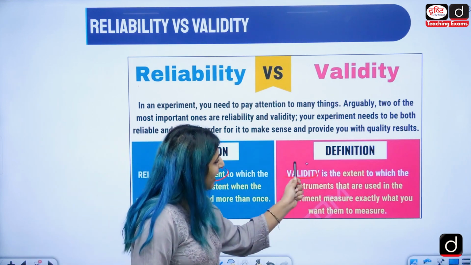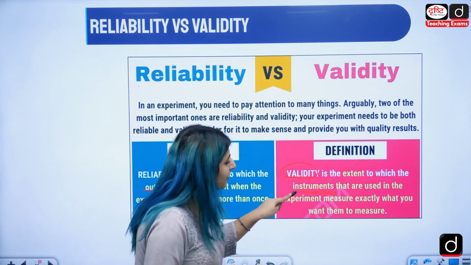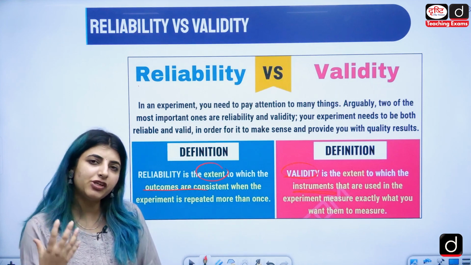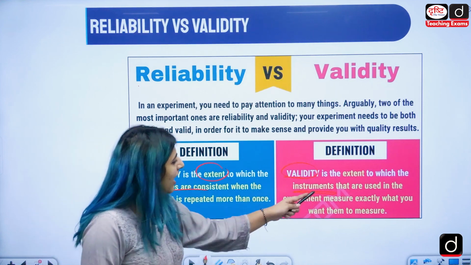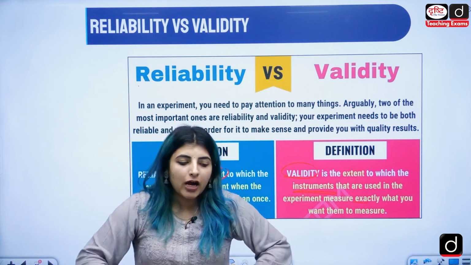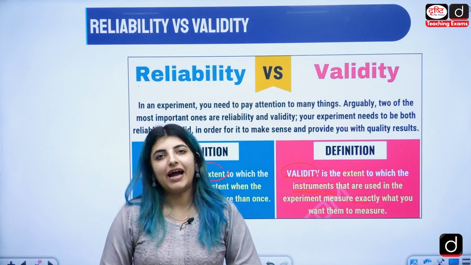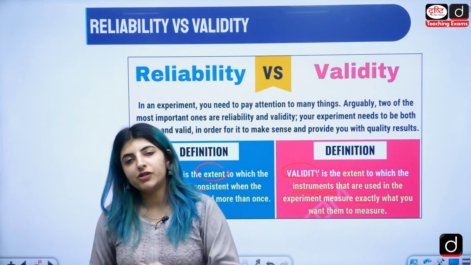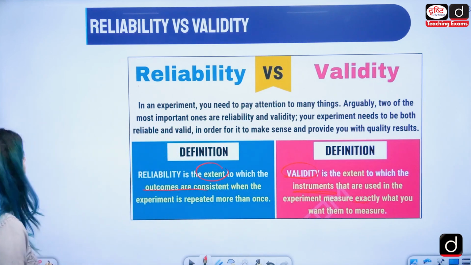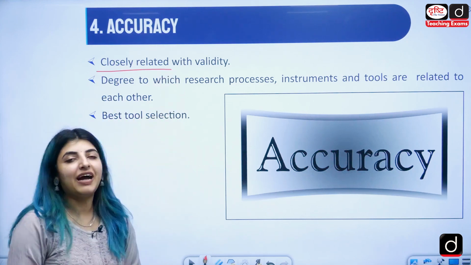When we talk about validity, on the other hand, it is the extent to which the instruments and tools that you are using, the procedures that you are using, they are measuring exactly what you want them to measure. If I would want how much is my waist in inches, I would use a measurement tape. And for my weighing purposes, I will use a weighing machine. Correct? Then we have accuracy, that is closely related with validity.